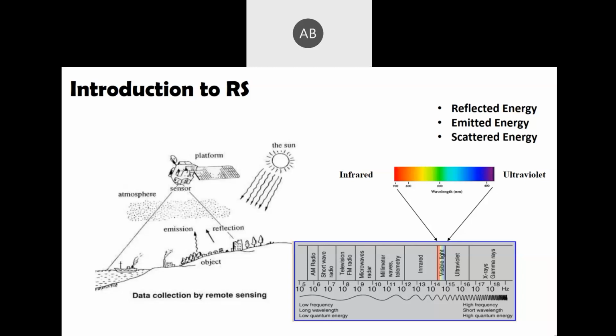So basically, depending on what kind of wavelength we are using, remote sensing can be categorized as optical remote sensing, microwave remote sensing, or thermal remote sensing, and so on. The sensors are interested in capturing information either in the form of reflected energy, emitted energy, or scattered energy, in the wavelength ranges of either visible light, infrared, or the microwave region.